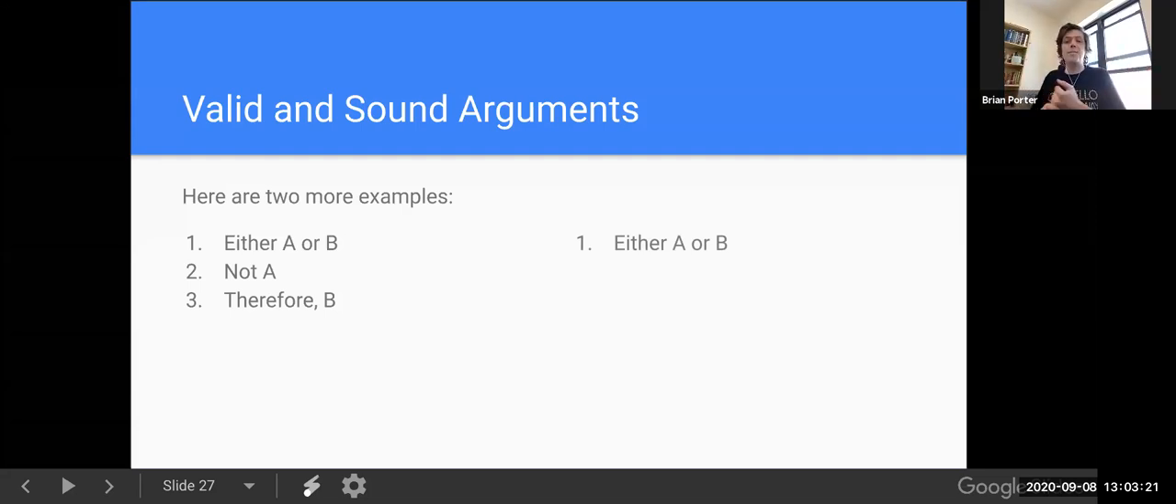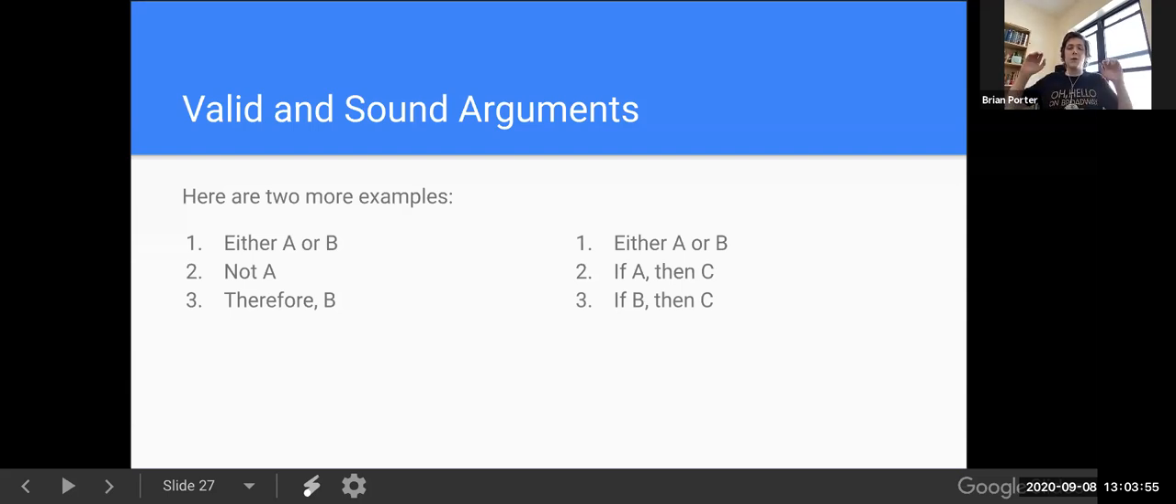Here's another argument form. This one's a little more complicated, but it's still valid. So, premise one, either A or B. So we have two claims, A and B, and we're saying one of them must be true. Second premise, if A, then C. So we have some third sentence, C. We're saying if A is true, then C must be true too. Premise three, if B, then C. So now we're saying if B is true, then C must be true.